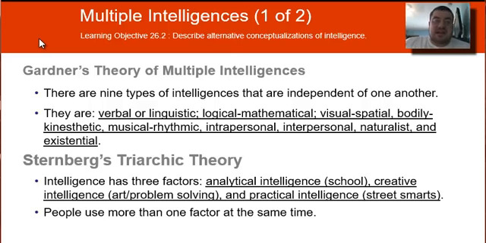behind Gardner's theory. And then Sternberg's triarchic theory, tri meaning 3, means that basically there's 3 types of intelligence. There's your analytical intelligence, which would be school, and analyzing different information like that. Your creative intelligence, which would come to art, music, problem solving. And then your practical intelligence, which is a type of street smarts. How well can you navigate yourself in everyday situations? And people usually excel at one of these, but then they also use more than one factor at the same time.